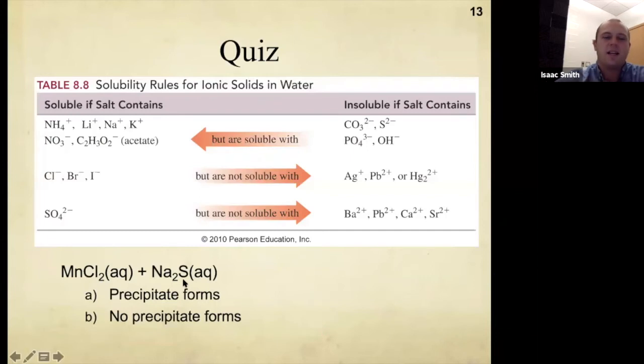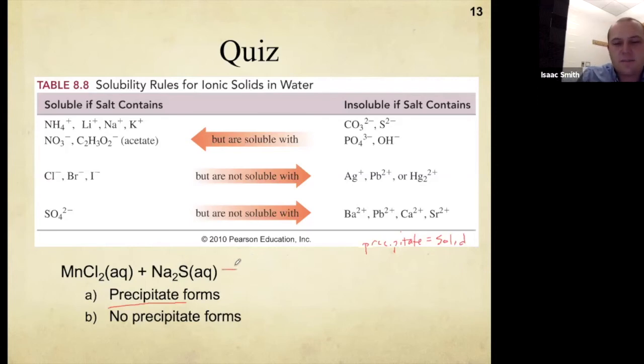All right, before you pause the video, there's a new term here that I haven't defined, which is precipitate. Precipitate is just a solid, okay? If the question asks if a precipitate forms, it's basically asking, is an ionic compound forming that is a solid, or insoluble, basically. These are all double replacement reactions. Try and answer the question of whether a precipitate forms in this reaction or not.